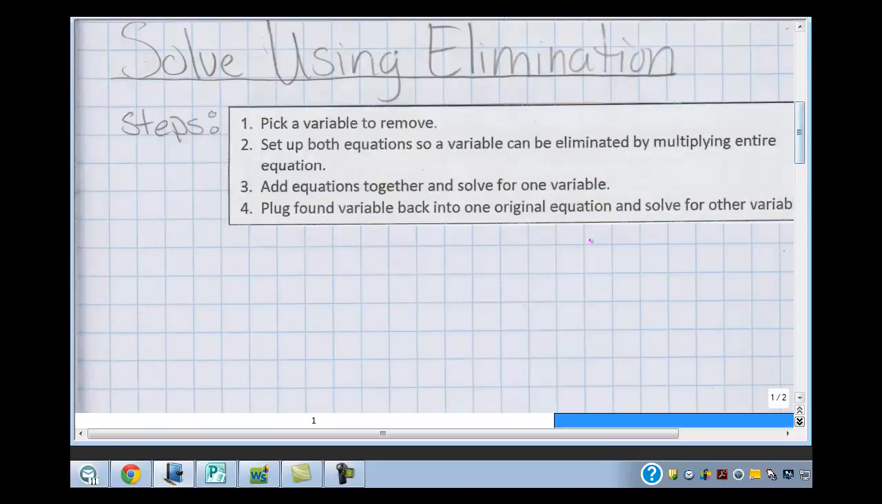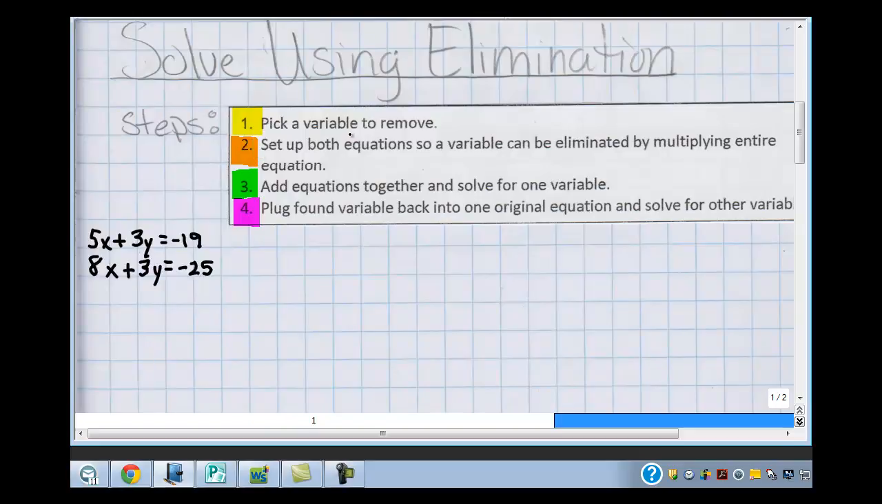We're going to solve a system using elimination. The steps are to pick a variable to remove, set up both equations so a variable can be eliminated by multiplying the entire equation, add the equations together and solve for one variable, and plug our found variable back into one original equation and solve for the other variable. Let's start with this system.